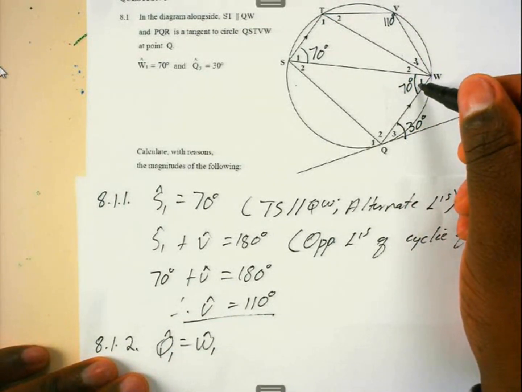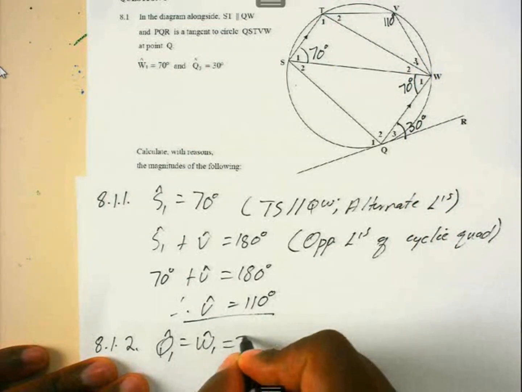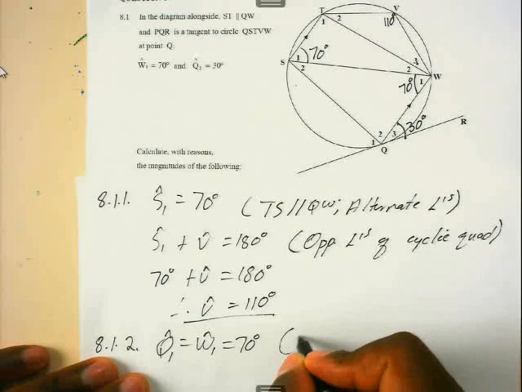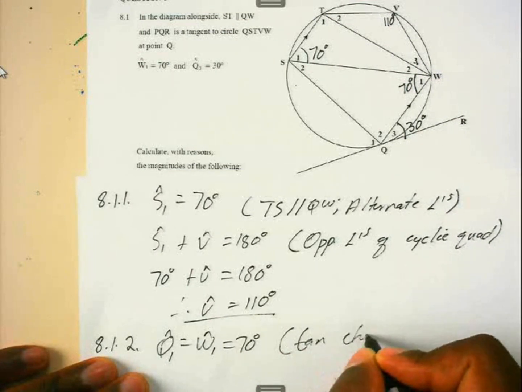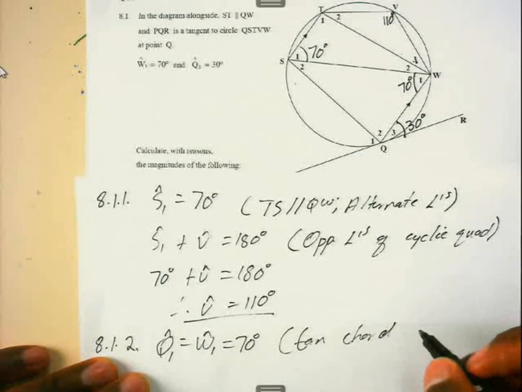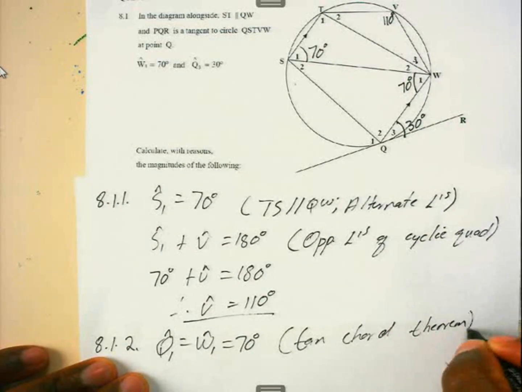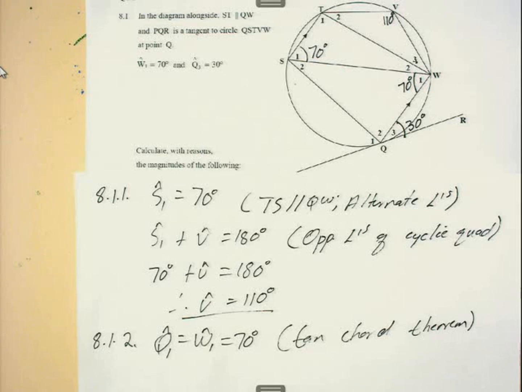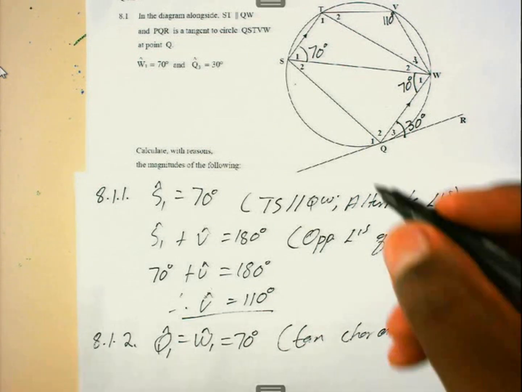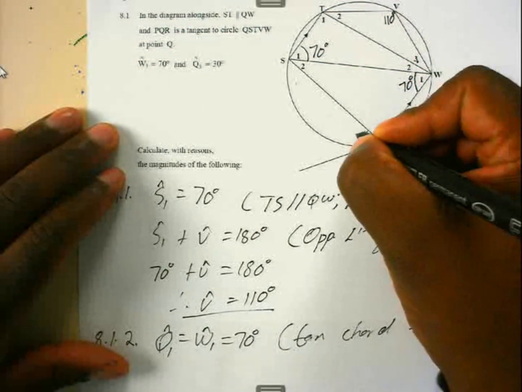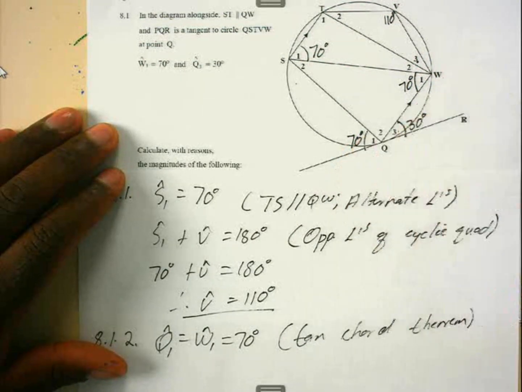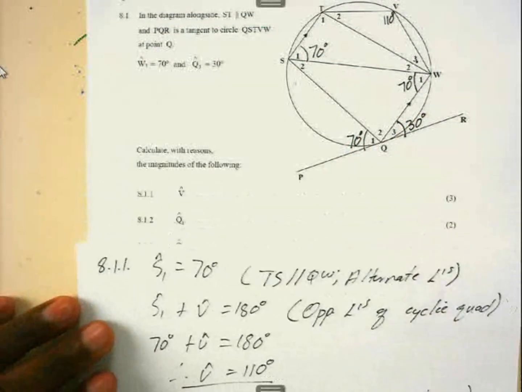This is the tan chord theorem. Therefore, it is also equal to 70 degrees, according to the tan chord theorem. The angle between a tangent to the circle and a chord drawn from the point of contact is equal to the angle in the alternate segment. So Q1, where is it? Here is Q1. We've got Q1 here as 70 degrees as well. 8.1.2 answered.